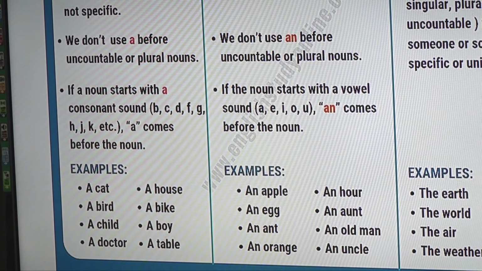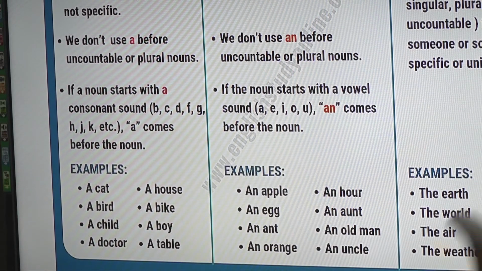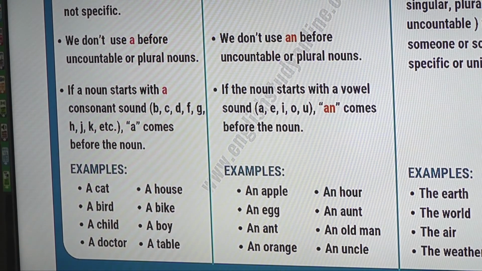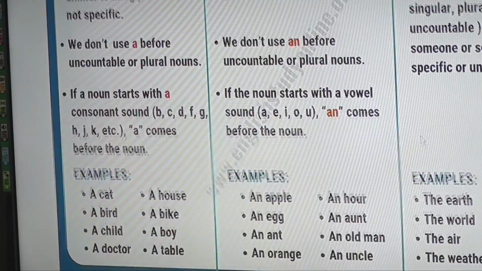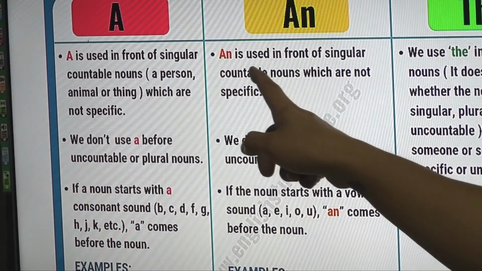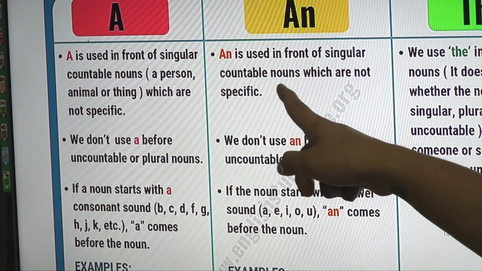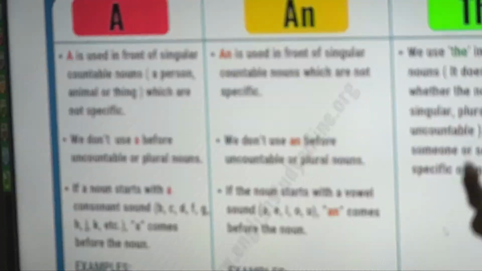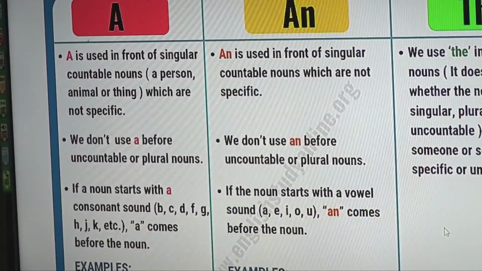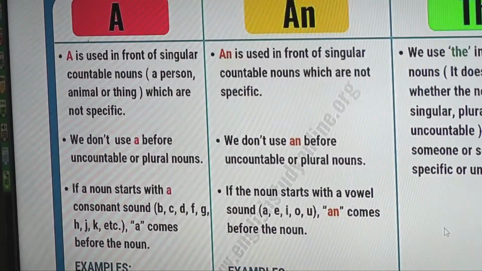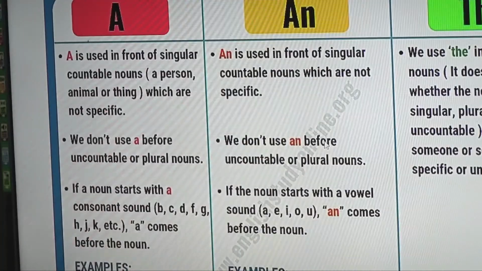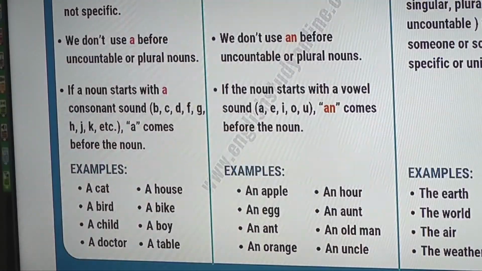Okay? So these are different, okay, from what we say. They are not the same exact thing, not specific. Now, similarly to a, we have an, okay? And an is used in front of singular countable nouns, which are not specific. Again, the same thing as a. Not specific meaning they are just generic or in general terms, okay? And we don't use an before uncountable or plural nouns because plural means more than one. And a or an are only for singular, only one.